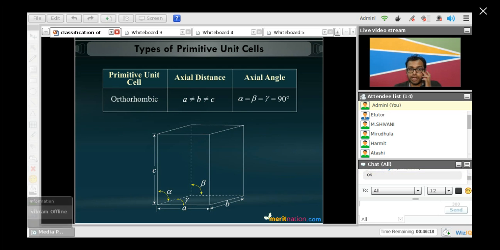Now another type of primitive unit cell is orthorhombic. In case of orthorhombic, all the axial distances are different, right? So A is not equal to B, and that is not equal to C. So you can remember it: length is not equal to breadth is not equal to height in case of orthorhombic primitive unit cell, right? And all the axial angles are equal to 90 degree only, right?